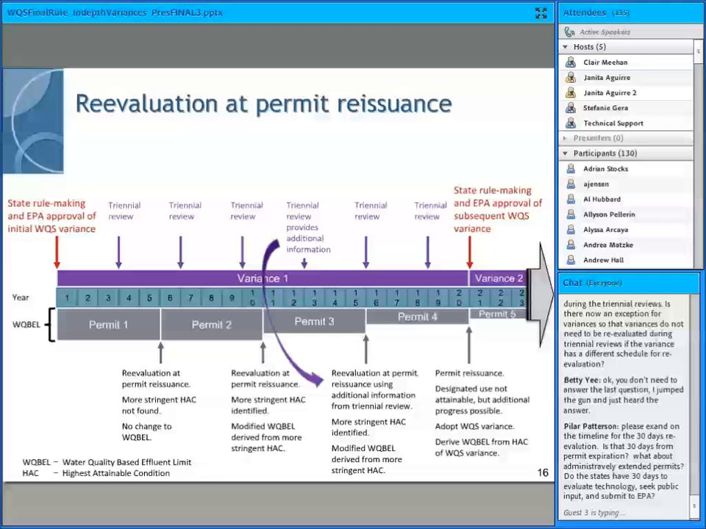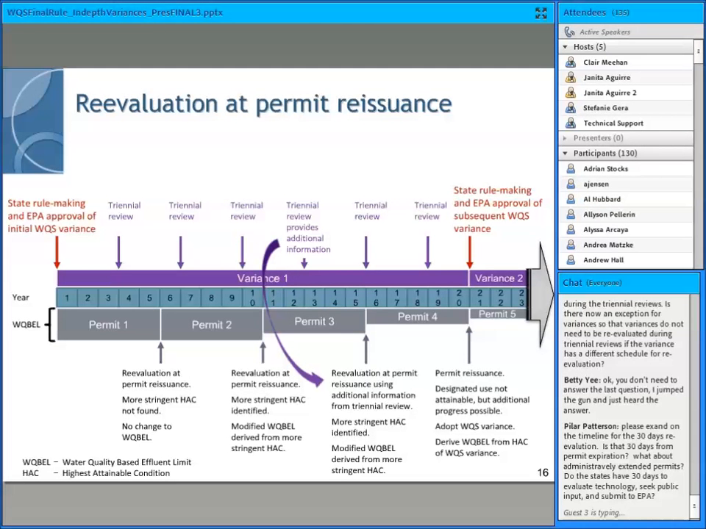This information, along with additional information obtained during the course of the reevaluation, indicates a more stringent highest attainable condition is feasible. Again, the permitting authority incorporates the newly identified more stringent highest attainable condition into the permit as the basis for a more stringent permit limit, illustrated as the gray rectangle labeled Permit 4 that is slightly shorter than the rectangle labeled Permit 3.